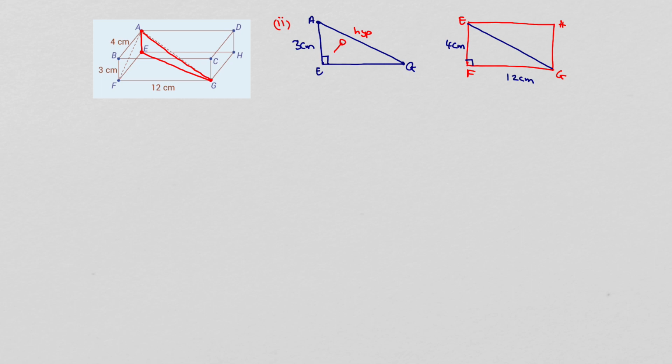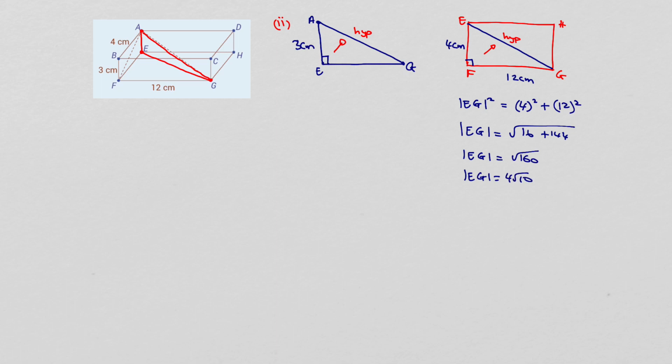So again, the side opposite 90 is always the hypotenuse. So in other words, I can say that EG squared, the hypotenuse, must be equal to the opposite squared plus the adjacent squared. So in other words, EG is the square root of 4 squared, which is 16, plus 12 squared, which is 144, and therefore EG must be equal to the square root of 160, and the square root of 160 is 4 root 10.